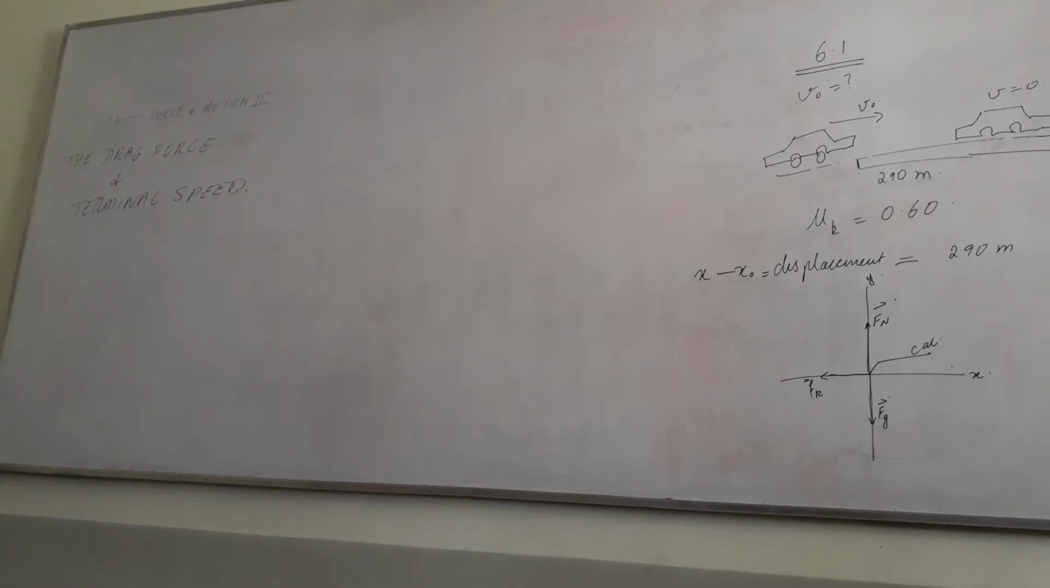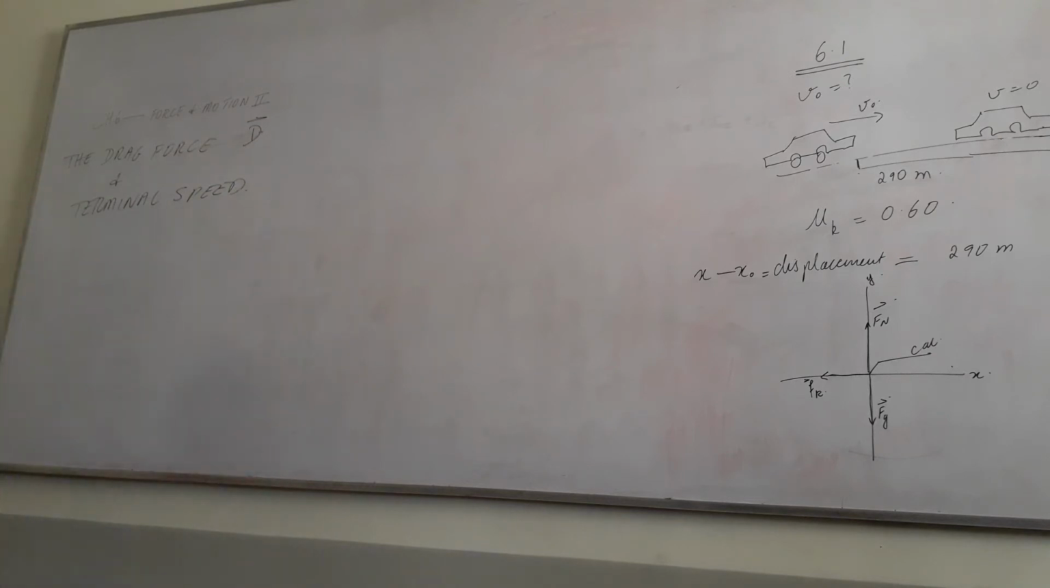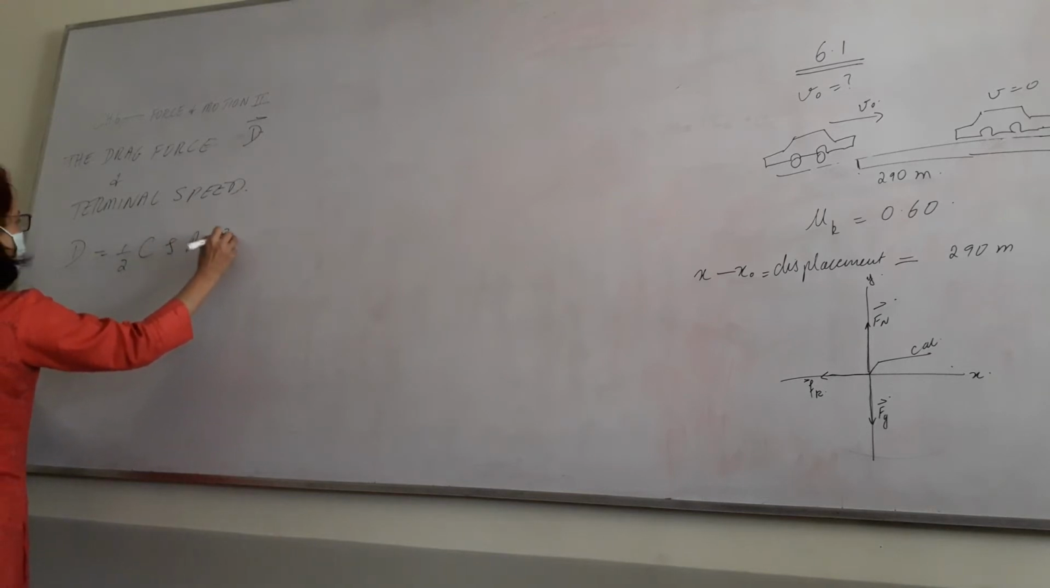Anyway, this opposition force that a body experiences when it is passing through a fluid is called the drag force, and it is represented by the symbol capital D. Again, this is a kind of force, okay. Now this drag force depends upon speed v, and it is given by D is equal to half C rho A V squared.